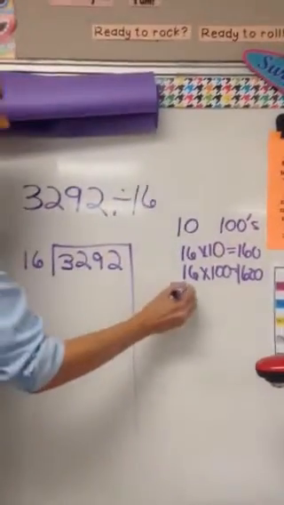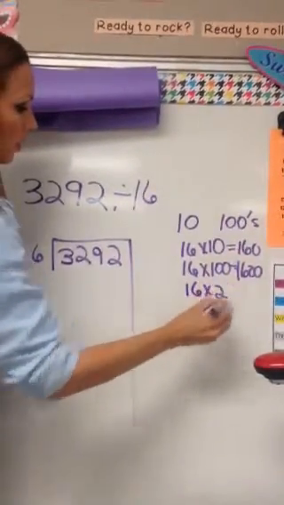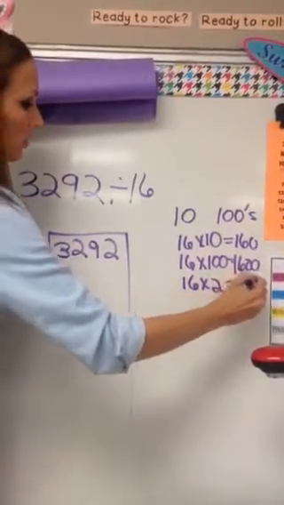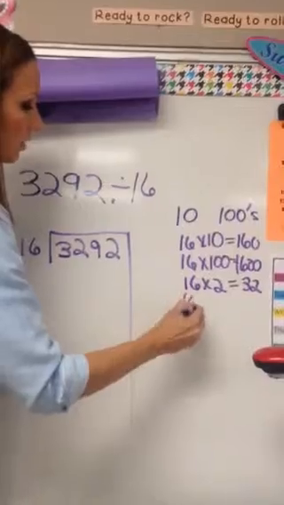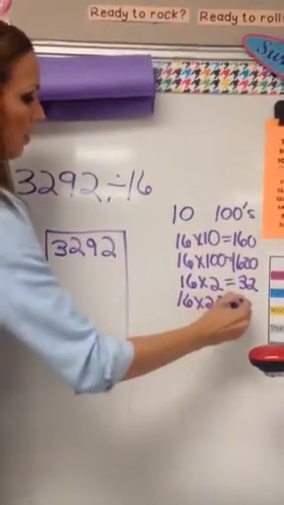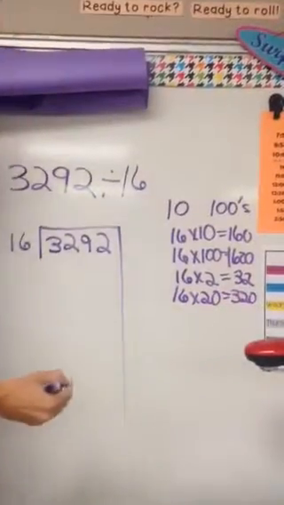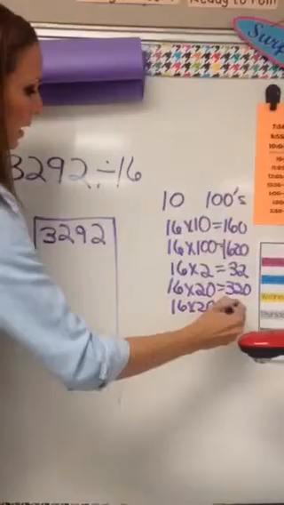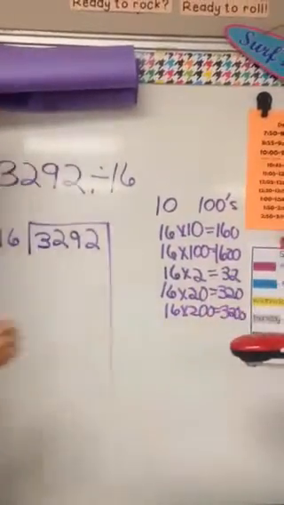If you happen to know 16 times 2 in your head is 32, then you could also use that fact to know that 16 times 20 is 320, and 16 times 200 would be 3200.